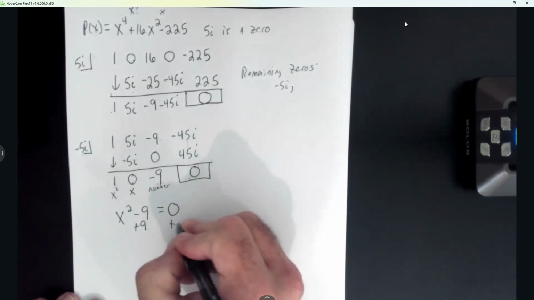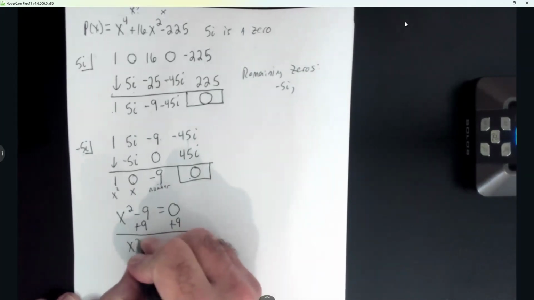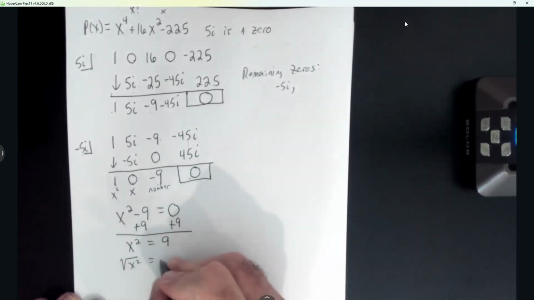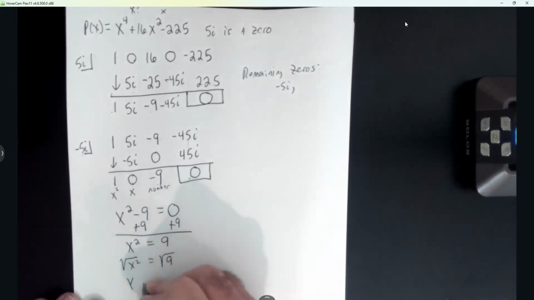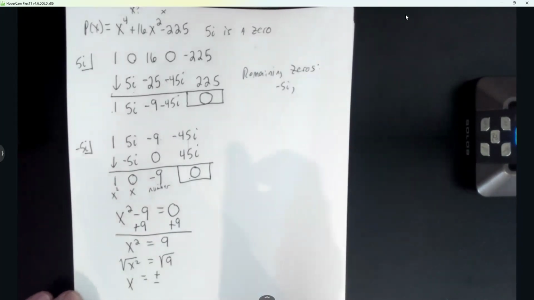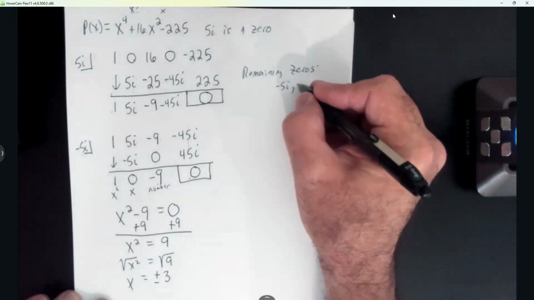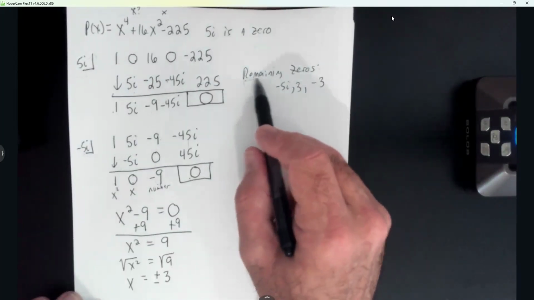So I'm going to get the number over there by adding 9. I get x squared equals a positive 9. I'm going to do square roots to both sides, so that's going to give me my x. Now remember, the square root of a number will be a plus or minus. And y'all, the square root of 9 is a 3. So my last 2 zeros are 3 and negative 3. We do not put the 5i because that one they gave us. They just wanted the remaining zeros, okay?